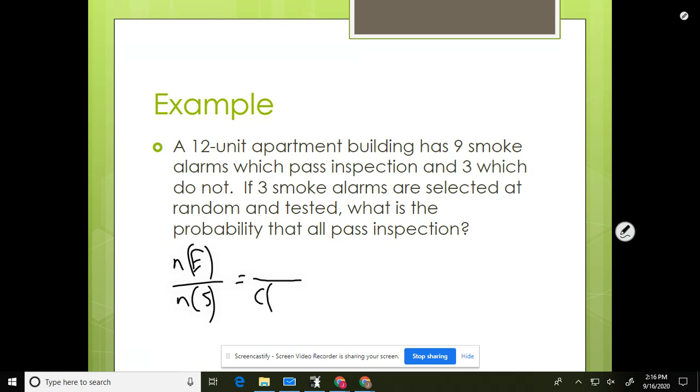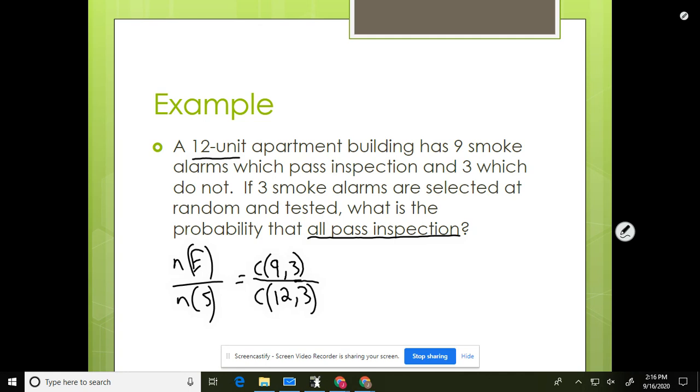My denominator is any 3. So for the denominator, I have 12 smoke alarms, and I'm selecting 3 of them. That's all the ways we can select a smoke alarm, my sample space. Numerator is how many ways can my event happen. My event is getting all that pass inspection. How many of those are there? There's 9, right? So I have 9 good ones to choose from, and I want to figure out how many ways I can select 3 of them. And there's my answer. And then you can calculate that if you want.